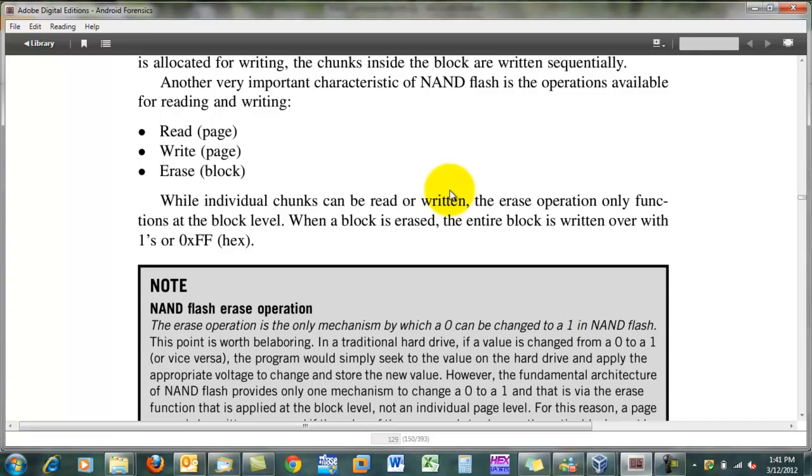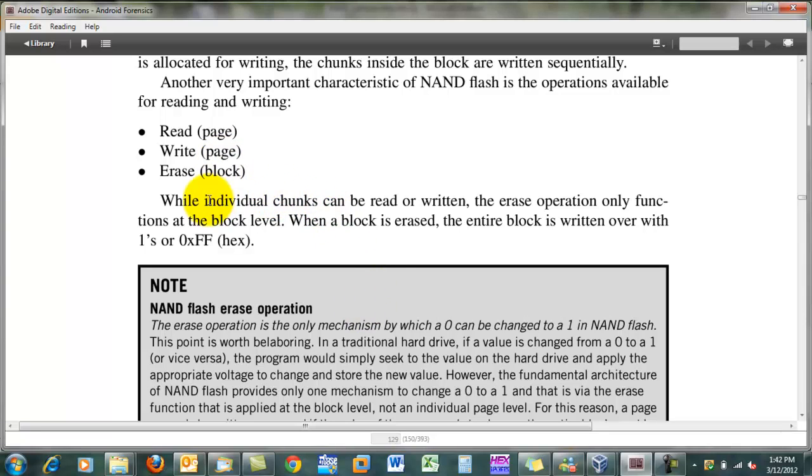The other characteristic of NAND flash is that it supports 3 types of operations. They are read, that means to read a page, the lowest unit; write a page, or sometimes you say a chunk. Read a chunk, write a chunk, or read a page, write a page. But to erase, you must erase a whole block. That means a number of chunks or pages together form a block. So this is what I'm trying to say.